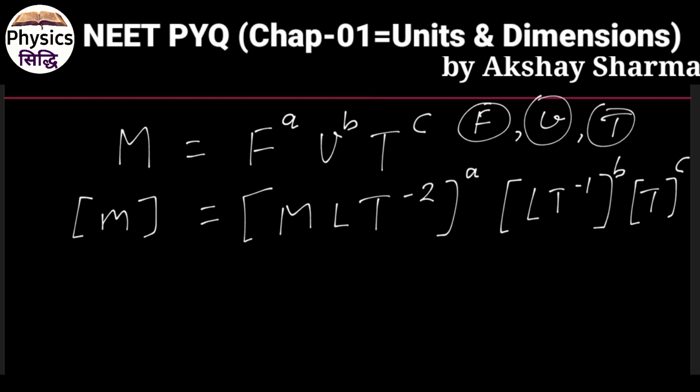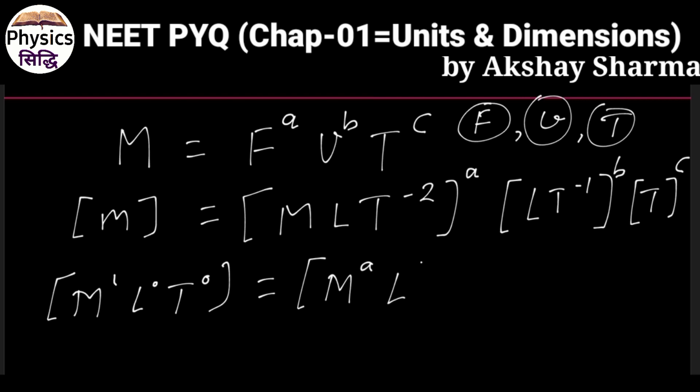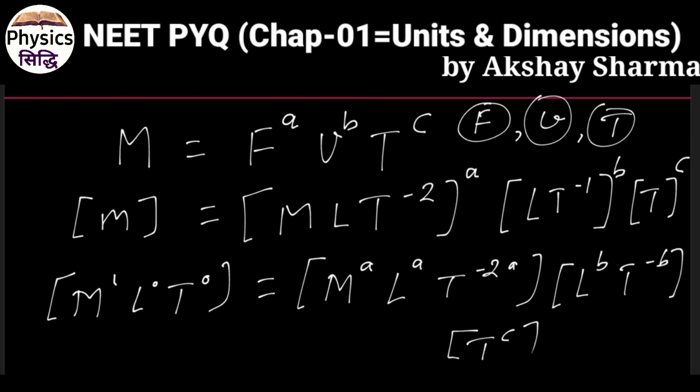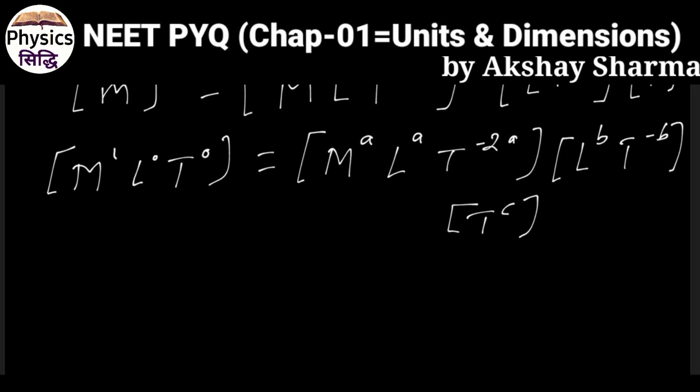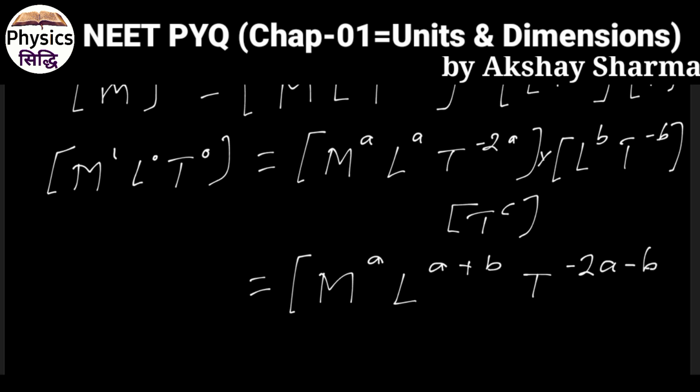So let's see here, M to the power 1, L to the power 0, T to the power 0 will be equal to M to the power A, L to the power A, T to the power minus 2A, and L to the power B, T to the power minus B, and time is T to the power C. So all are in multiplication, so powers must be added. M to the power A, L to the power A plus B, T to the power minus 2A minus B plus C. Okay, and on this side M to the power 1, L to the power 0, T to the power 0.